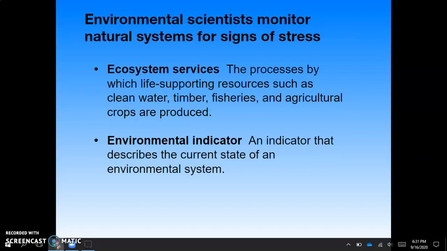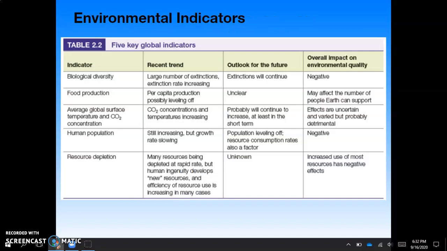Something we need to be aware of is something called ecosystem services, and these are the processes by which life-supporting resources such as clean water, timber, fisheries, and agricultural crops are produced. So these are the things that we need as humans to survive that are provided to us from our environment. And then an environmental indicator is an indicator that describes the current state of an environmental system.